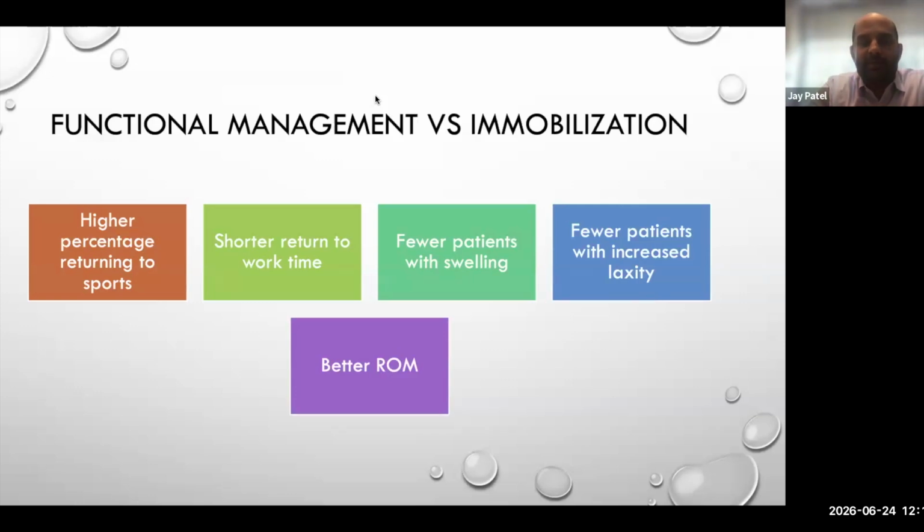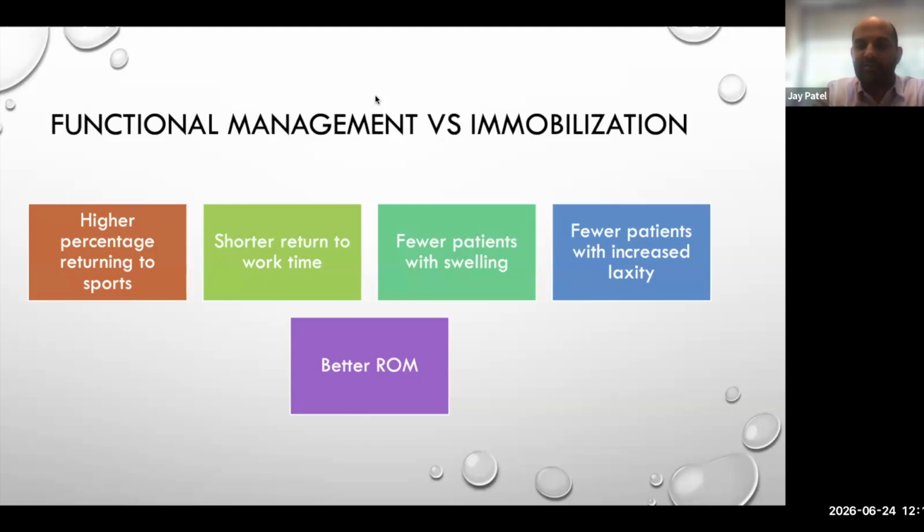Looking at the rehab, they have compared functional management versus immobilization. These immobilizations were related more to cast or prolonged boot immobilization. And they've done a lot of research on it. People who were managed functionally have a higher percentage of patients returning to sports and a shorter time to return to work. They've had fewer patients with persistent swelling, fewer patients with increased laxity. These patients also have better range of motion. So functional management clearly has better outcomes.